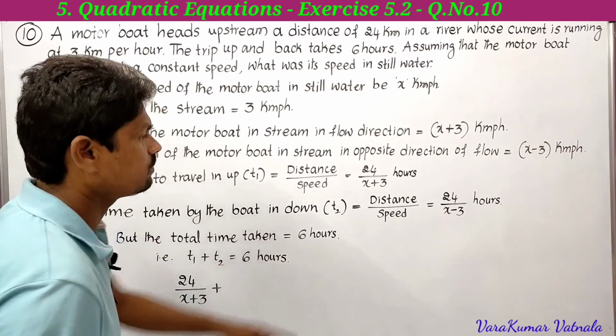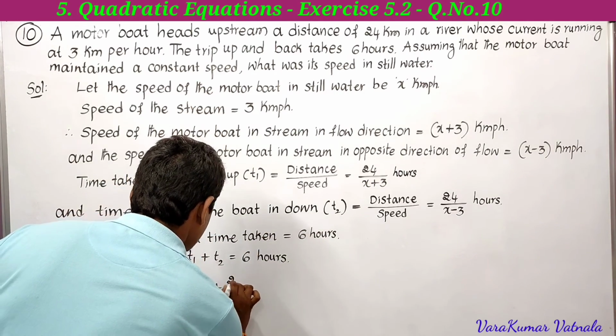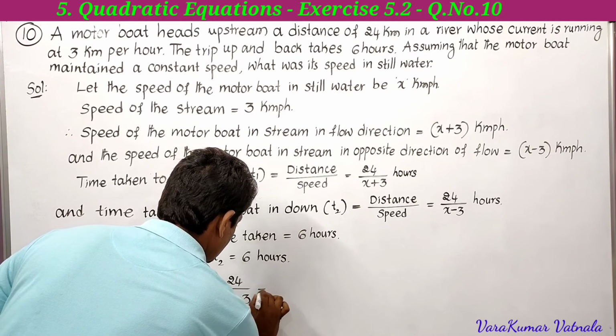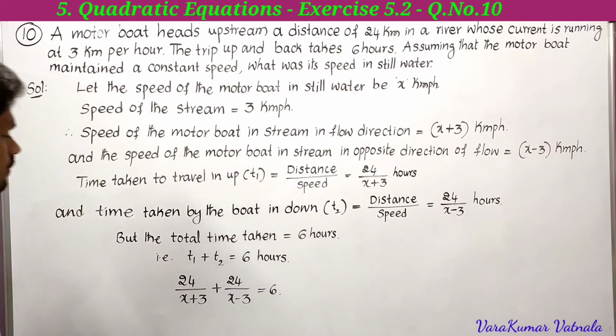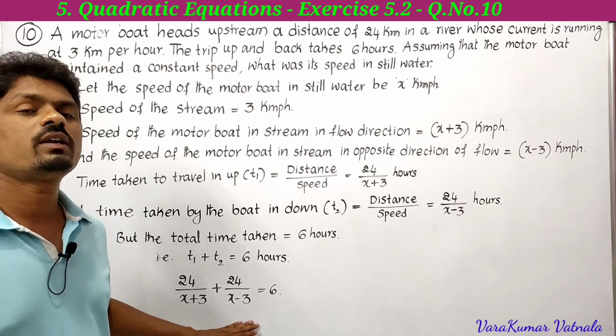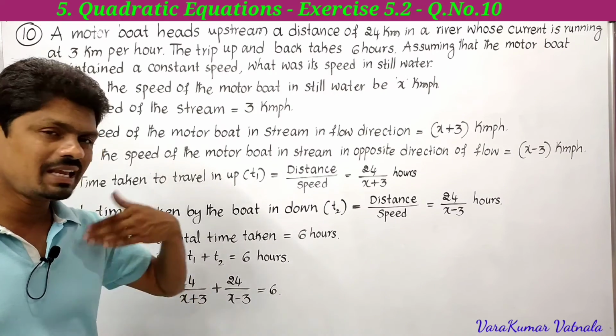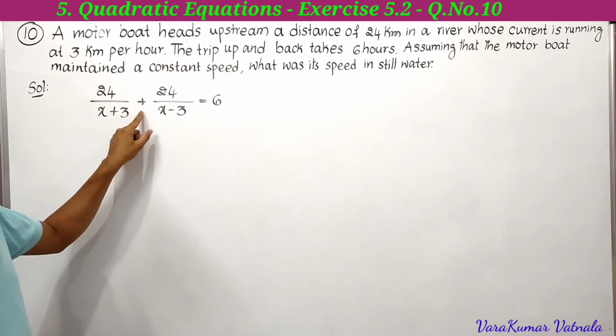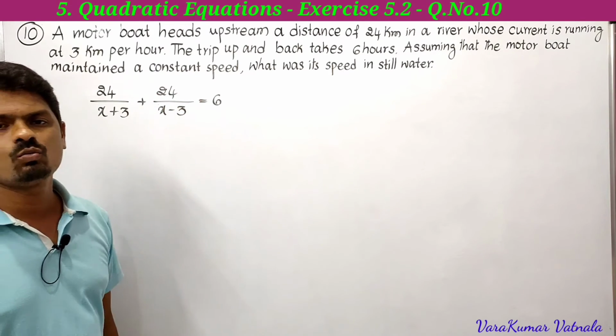Plus T2 is equal to 24 by x minus 3, which is equal to 6. So we have to simplify this to get a quadratic equation. See here what we get. Now we have to simplify it: 24 by x plus 3 plus 24 by x minus 3 equal to 6.